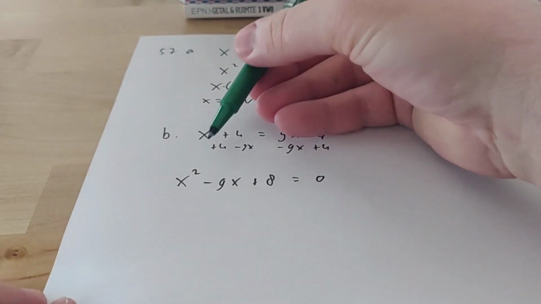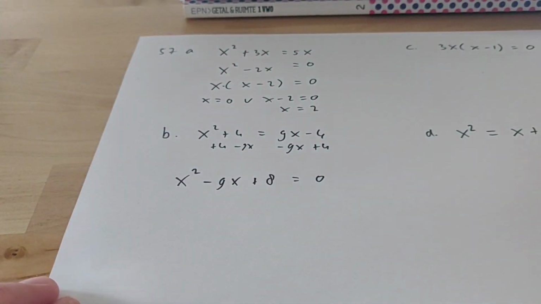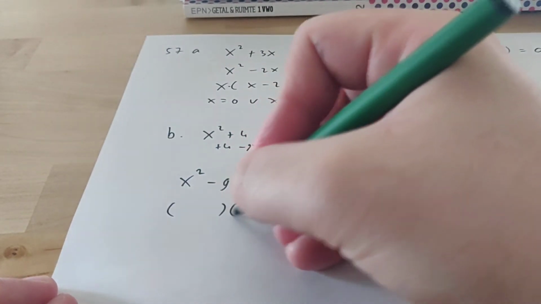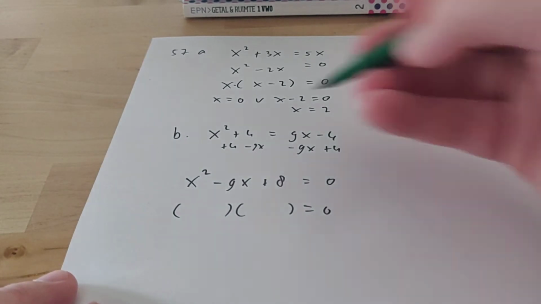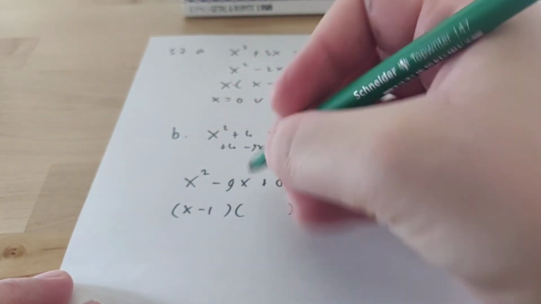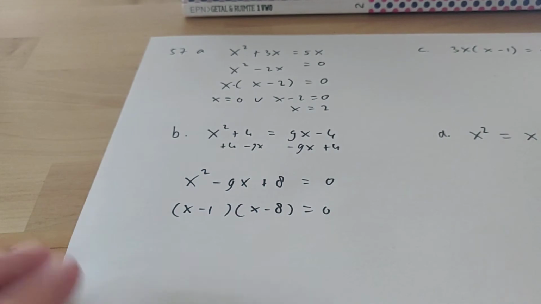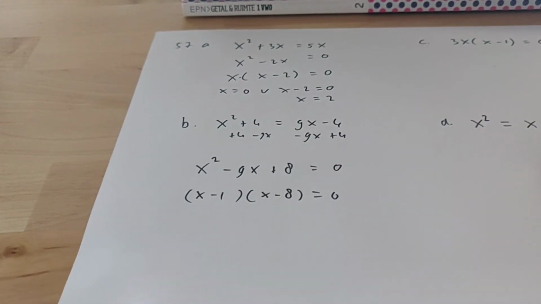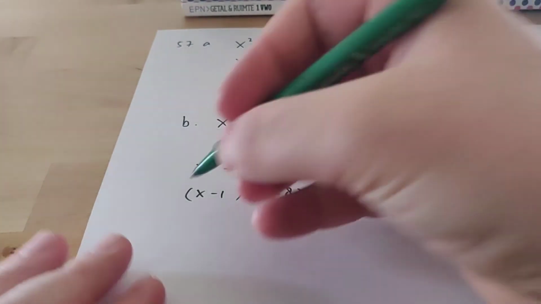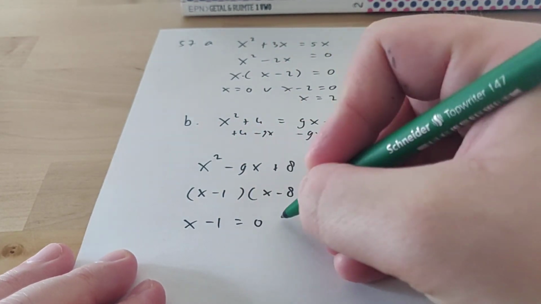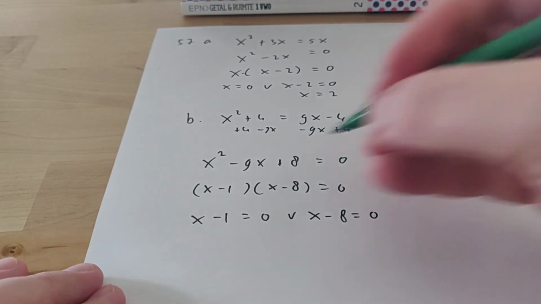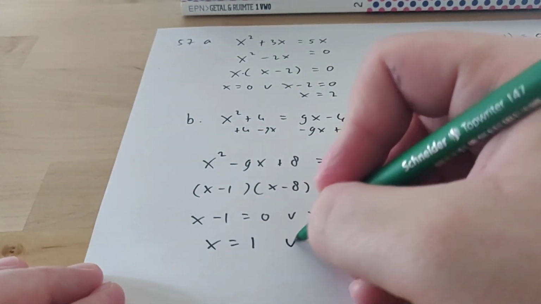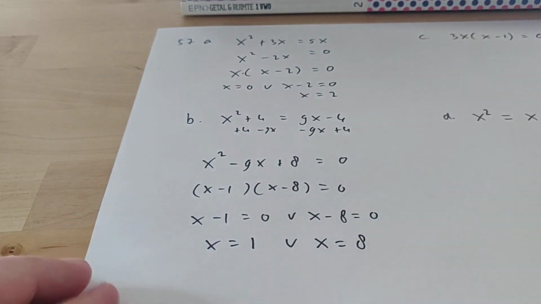And now we see three different things, x squared, x, and a normal number. That means you have to use the product sum method. So you have to find two numbers. If you multiply them, you get 8, and when you add them, you get minus 9. So x minus 1 and x minus 8. If you have that, then you can say that x minus 1 is 0, or x minus 8 is 0. So then x is 1, or x is 8. Those are the answers here.